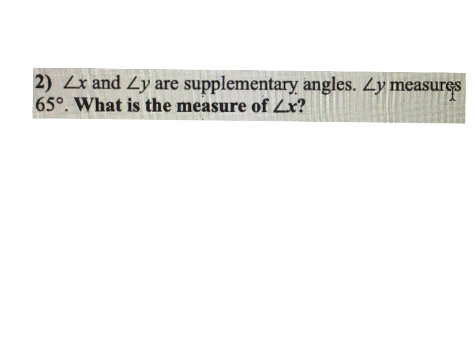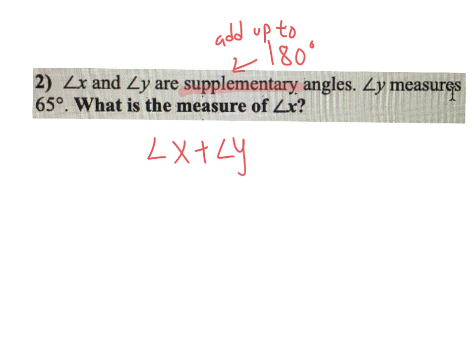Problem 2, angle X and Y are supplementary. Angles that are supplementary add up to 180 degrees. So, in other words, angle X plus angle Y is equal to 180 degrees. And they also tell us that angle Y measures 65 degrees. So we're going to substitute the number 65 in for angle Y.